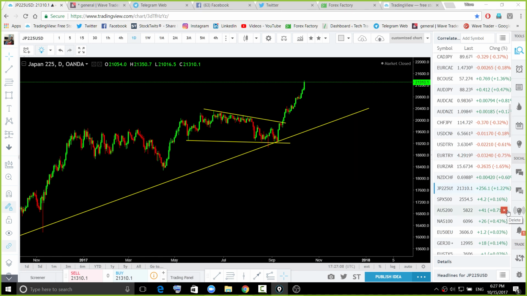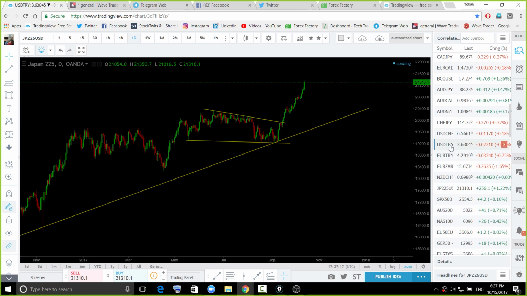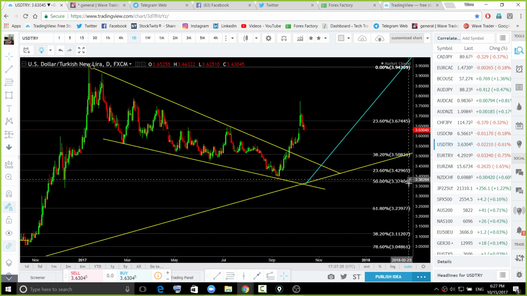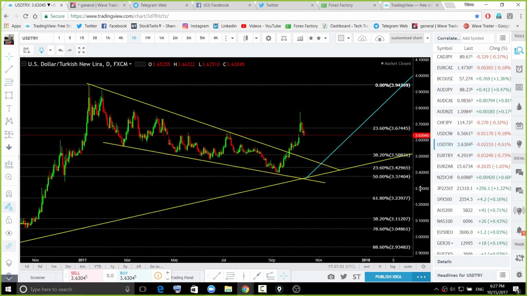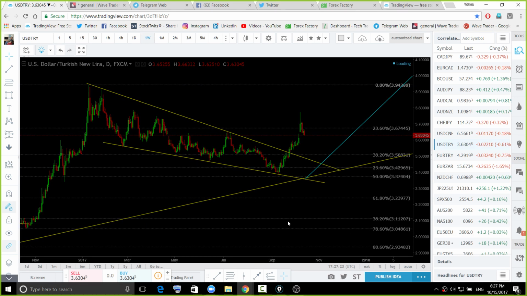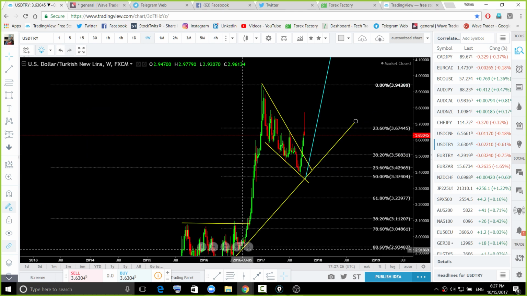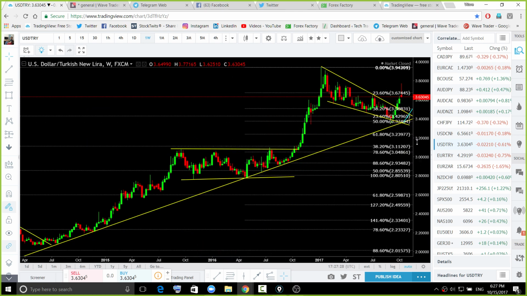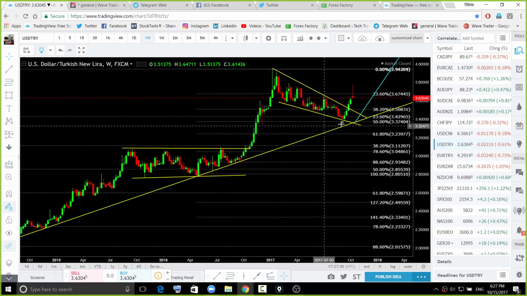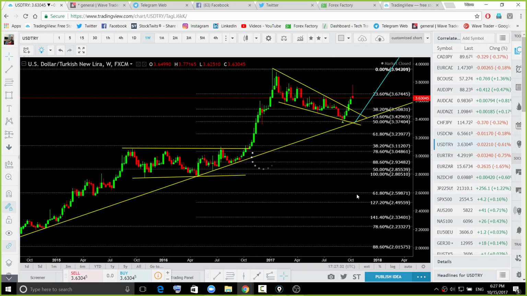I don't see those pairs are ready to move right now. Yeah, we have seen some uncertainty on those pairs last week, but they are not good pairs. Yeah, US dollar and Turkish lira, not a good pair. Yeah, if you remember what I was looking for, I was looking for this weekly continuation formation to break out. That formation is broken out, but currently it is not at a good place to open a trade.